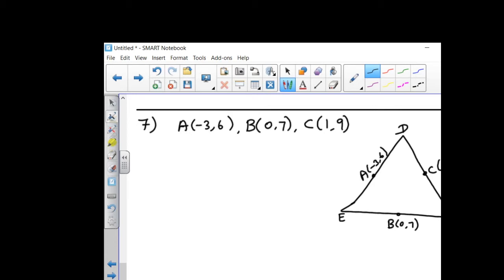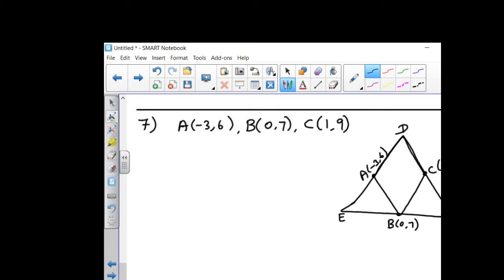So what we want to prove? Show that the quadrilateral ABCD is a parallelogram. This makes a parallelogram. So we want to prove ABCD is a parallelogram. If you want to prove that, we need the point D. If you know the point D, then only we can prove ABCD is a parallelogram. So first we want to find the point D.